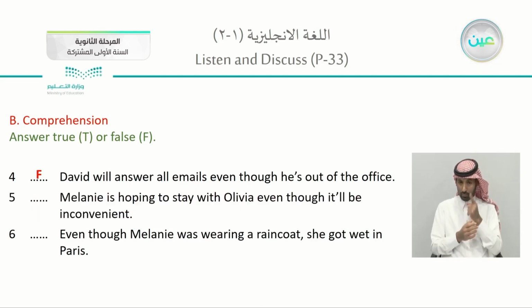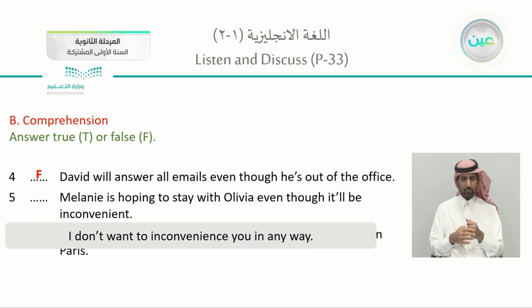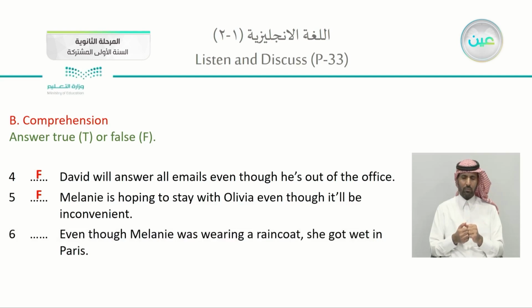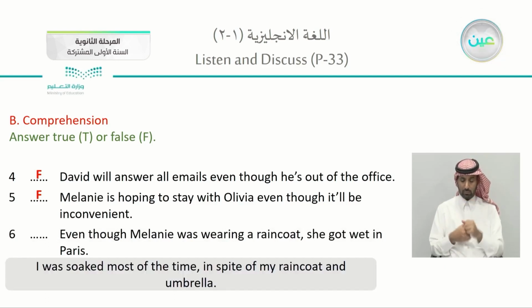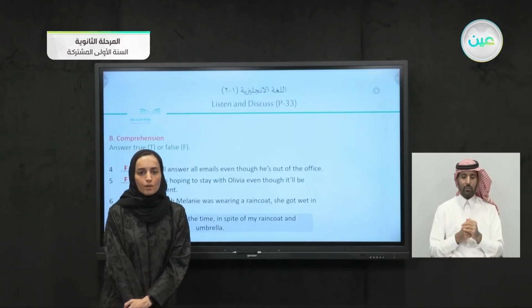Number 5, Melanie is hoping to stay with Olivia even though it will be inconvenient. I will stay with you no matter what. She said, I don't want to inconvenience you in any way. It means, is that possible? So it is false. Number 6, even though Melanie was wearing a raincoat, she got wet in Paris. She was wearing a raincoat but got wet. She said, I was soaked most of the time in spite of my raincoat and umbrella. So yes, she was very wet because of the rain.